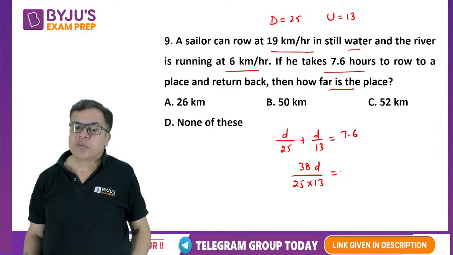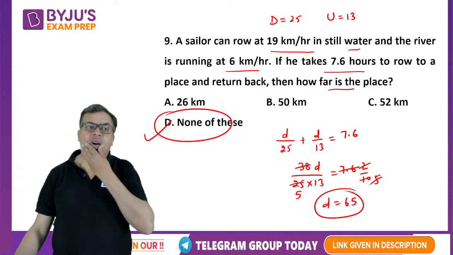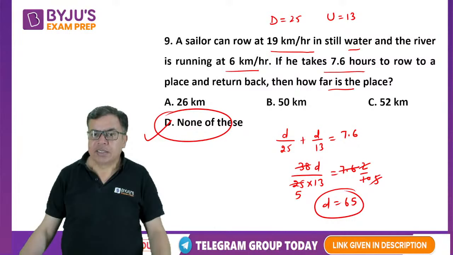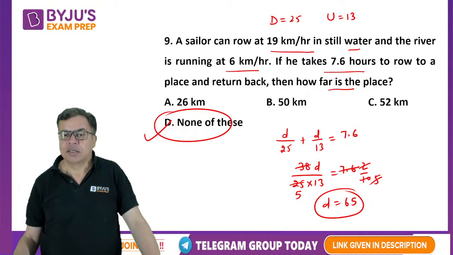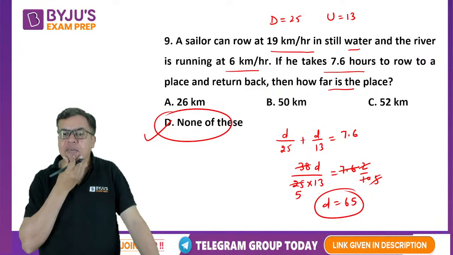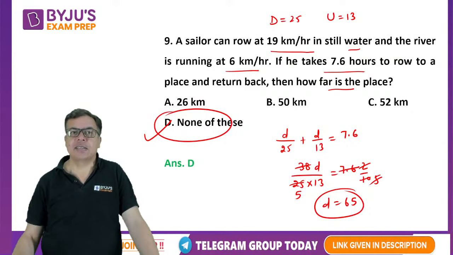So 38 into 2 by 10, right? So this will become 25, or 2 into 5, 5 into 5. So d will be 65, right? So the distance will be 65. Okay, just see if I have not done any calculation mistake. I'm getting 65 here. 38 divided by 25 into 13 equal to 7.6, which is 76 by 10, or 38 into 2, 2 by 10, 1 by 5. 5 into 13, 65. Yes, I'm getting 65. Okay, I will just confirm the answer. Yes, D, none of these is the correct answer, right? So 65 should be the correct answer.